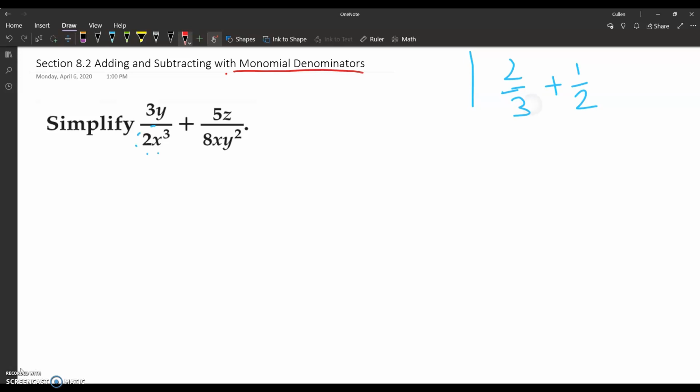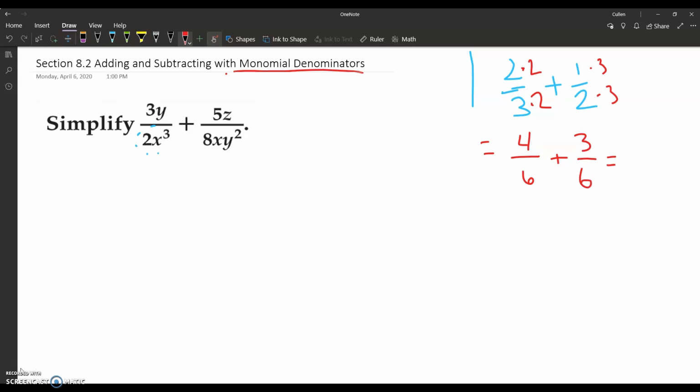So for the 2/3 fraction, you want to figure out what you need to multiply by to get to 6. I've got to multiply 3 by 2 to get to 6, and then I'm also going to multiply the number on top by 2. And for 1/2, I've got to multiply by 3 to get to 6, so I'm going to multiply that fraction on top by 3 also. So let's see what we got so far. 2 times 2 on top is 4. 3 times 2 on the bottom is 6. Plus 1 times 3 on the top is 3. And in the denominator, 2 times 3 is 6.